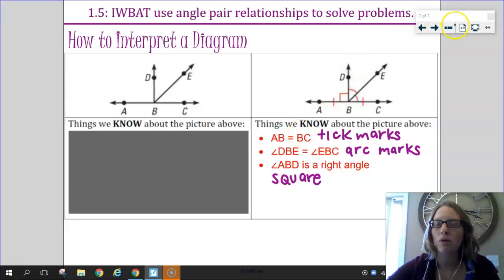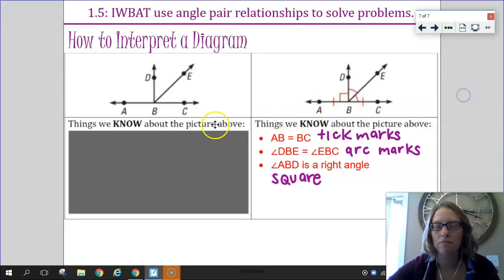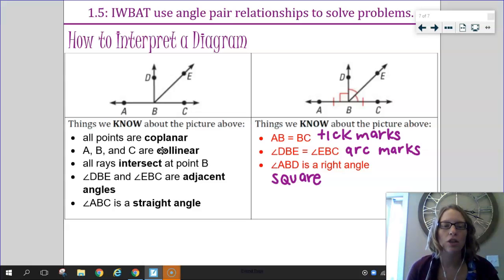Let's take a look at what we know about the picture on the left. We know lots of different things here. We can assume that all the points are coplanar, that they're all lying on the same flat surface. We can know that A, B, and C are collinear. They lie in the same straight line along the bottom of the diagram. We know that all of these rays intersect at point B. We can see there's a B to A, B to D, B to E, and B to C.